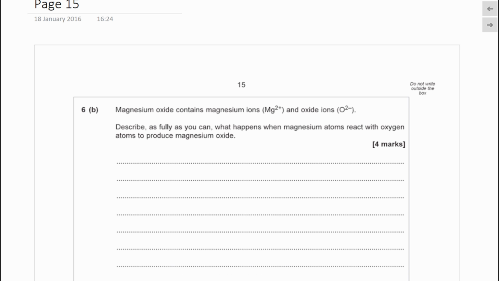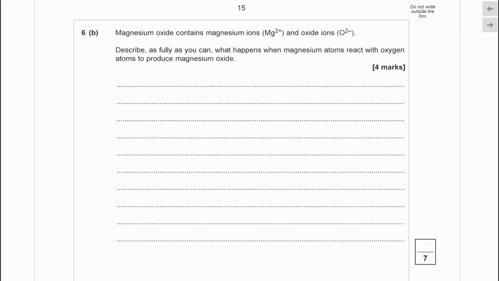So moving on, we have 6b. Magnesium oxide contains magnesium ions, so 2+ ions, and oxide ions, which are 2- ions. Describe as fully as you can what happens when magnesium atoms react with oxygen atoms to produce magnesium oxide. Alright, so let's have a think. This is 4 marks and you're not marked on your English, which is fine.